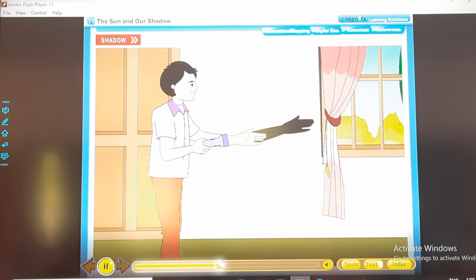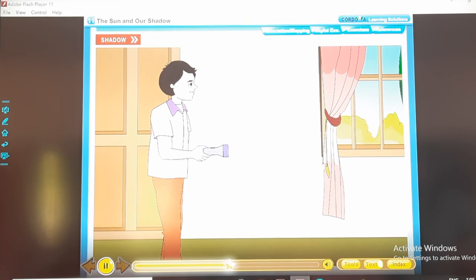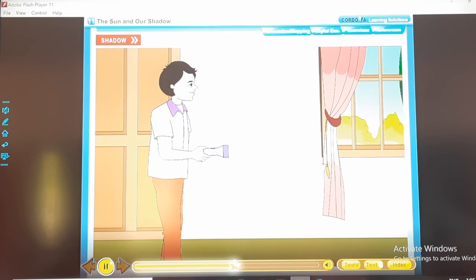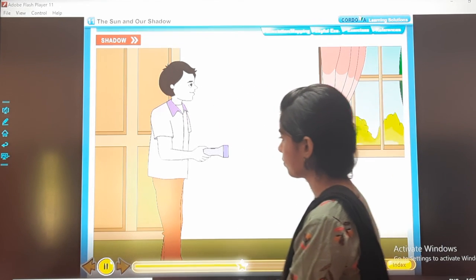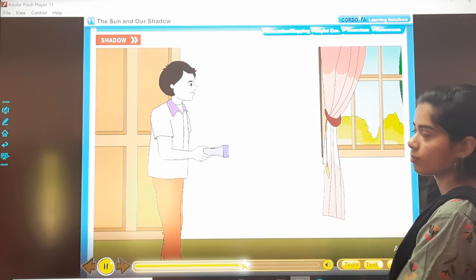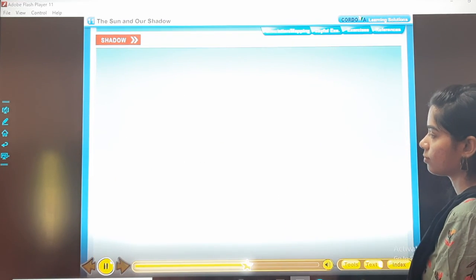A shadow is formed when light is stopped by an object. Now, remove your hand. Can you see the shadow? No. This happens because there is no object, your hand, to stop the light. Now, switch off the torch. Can you see the shadow now? No, you cannot see a shadow when there is no light.